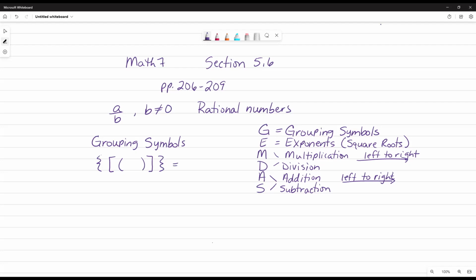So these set the order of operation. Oh, it's exploding. I'm gonna move that over just a little bit.